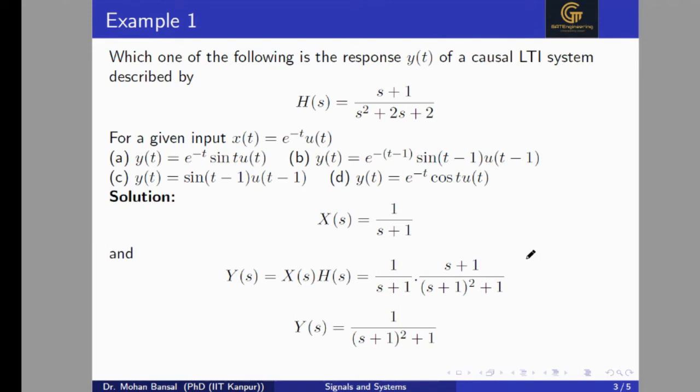Now here we will use some properties. One is the frequency shifting property, and we will also use the inverse Laplace transform of 1 divided by (s² + 1). As we know, the well-known Laplace transform of sin(ωt) is nothing but ω divided by (s² + ω²). That we know.